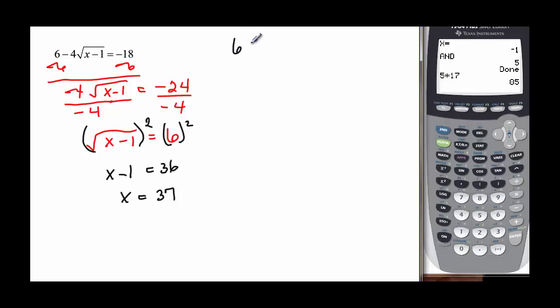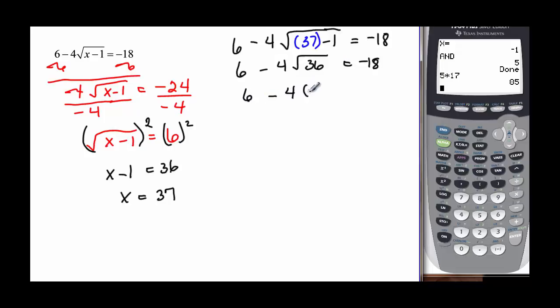So we go and we check. 6 minus 4 square root of 37, and then minus my 1 underneath the radical, and all of that is supposed to be equal to negative 18. Well, 6 minus 4 times the square root of 36 is still supposed to be equal to negative 18. And the square root of 36 is 6, and that's supposed to be equal to negative 18. And now we have 6 minus 24, and guess what? Now we have negative 18 equal to negative 18, so we have a real solution.